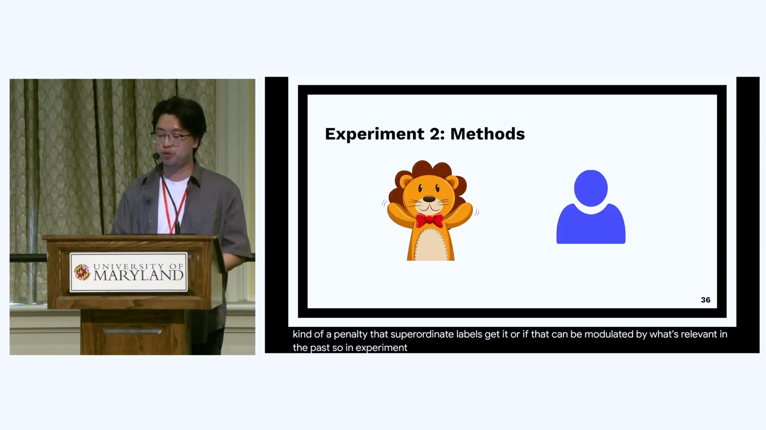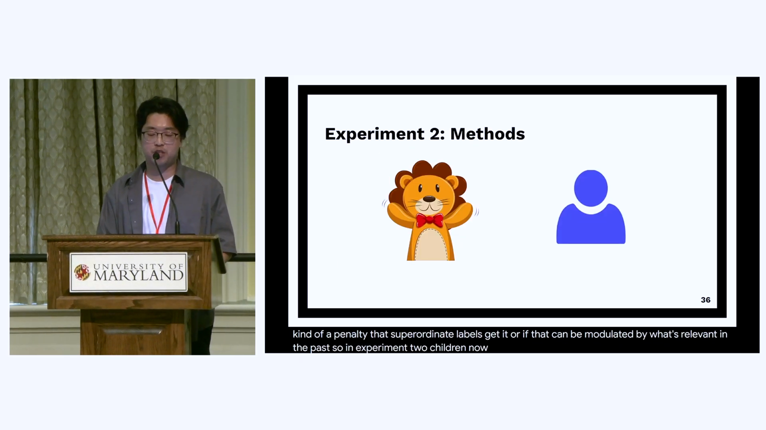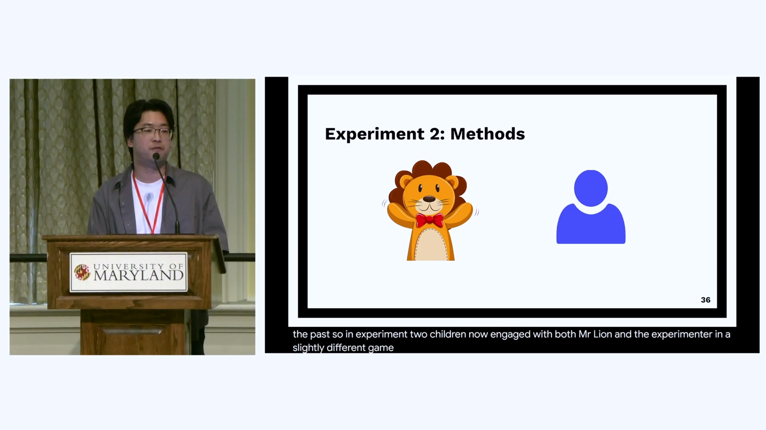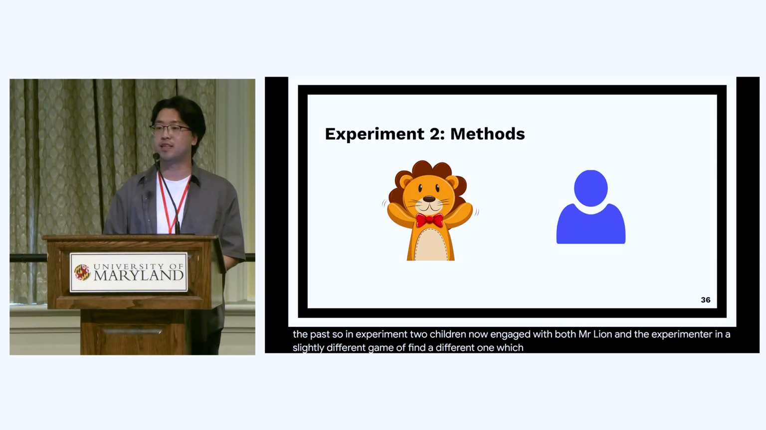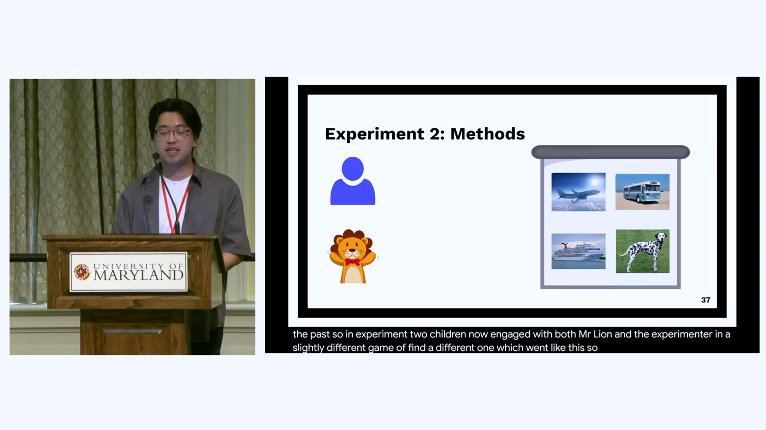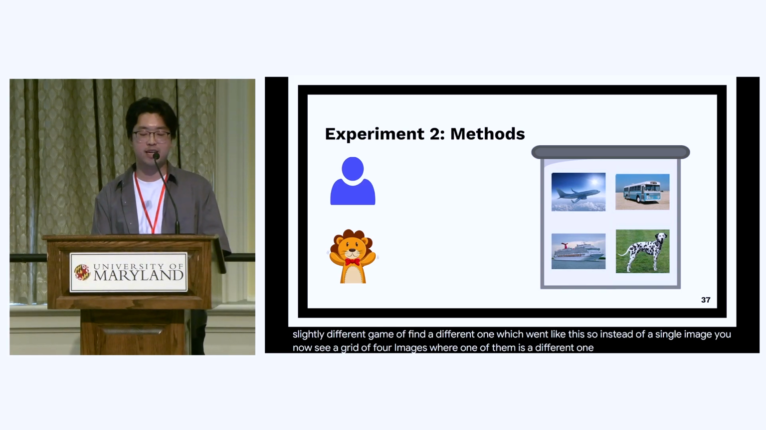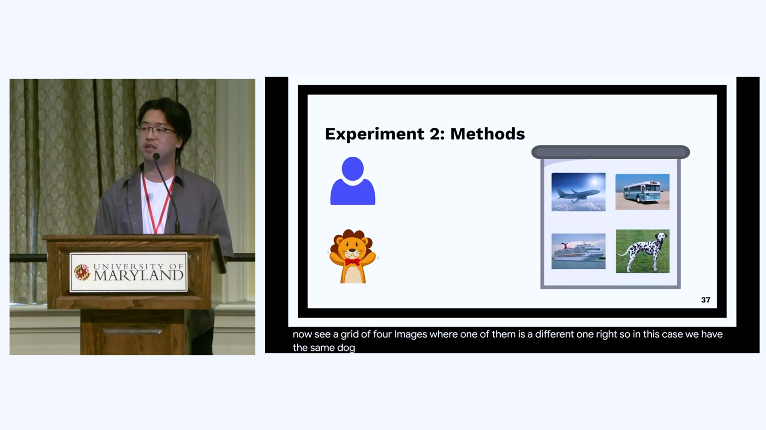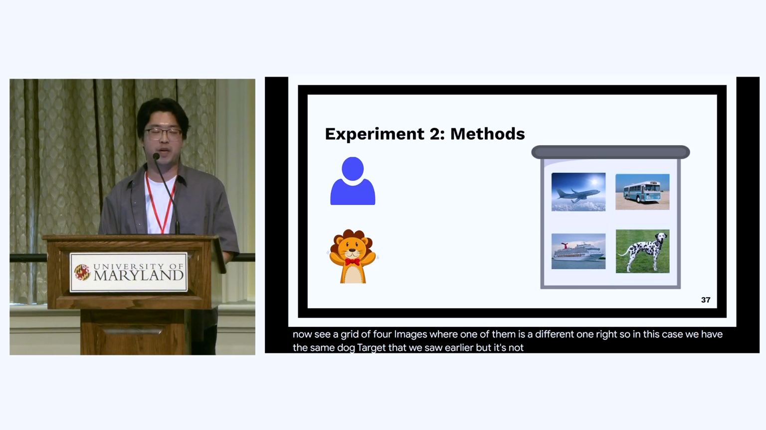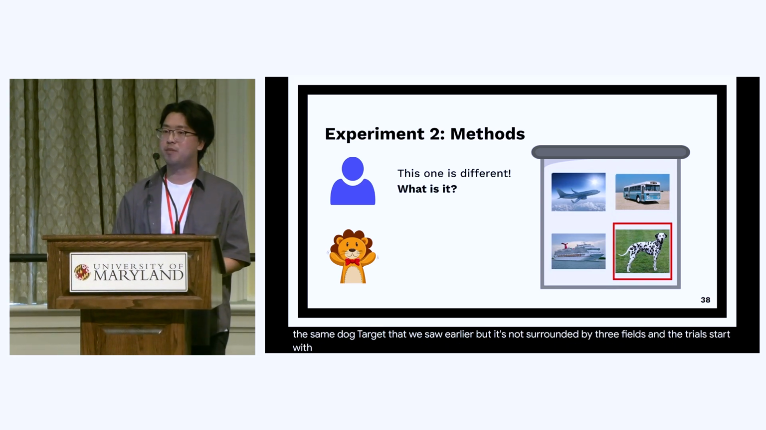So in experiment 2, children now engaged with both Mr. Lion and the experimenter in a slightly different game of find a different one, which went like this. Instead of a single image, you now see a grid of 4 images where one of them is a different one. In this case, we have the same dog target that we saw earlier, but it's now surrounded by 3 vehicles.